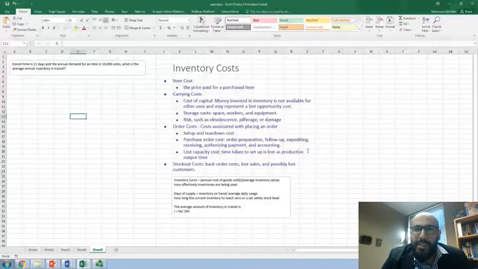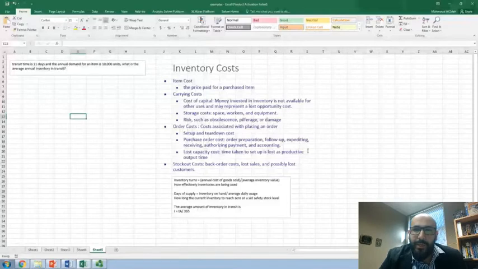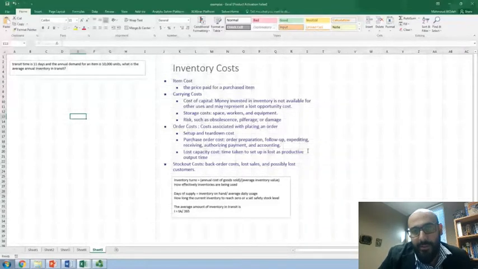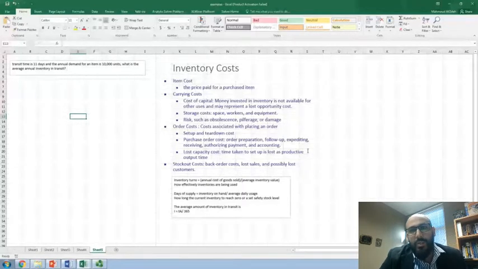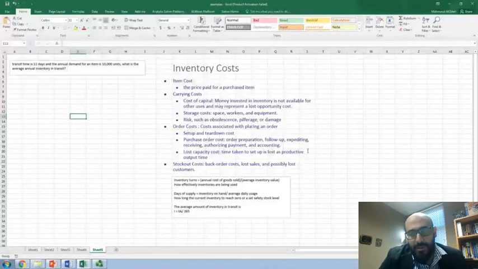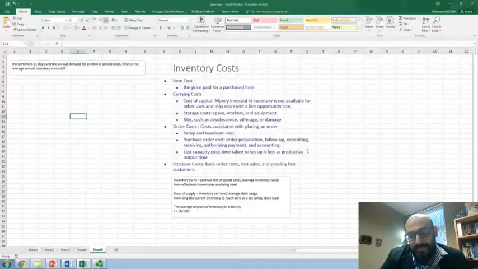The third one is the ordering cost. The ordering cost is how much it costs you to order the items. It would include setup cost. Sometimes you purchase a machine and you don't know how to set it up or install it, so you ask an expert to come from the company to assemble it for you. This could be considered a setup cost.